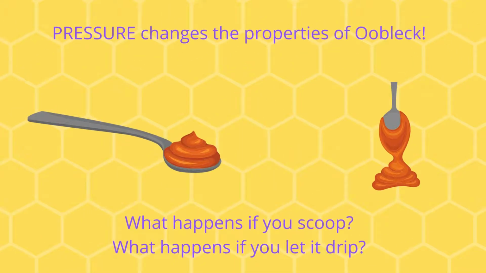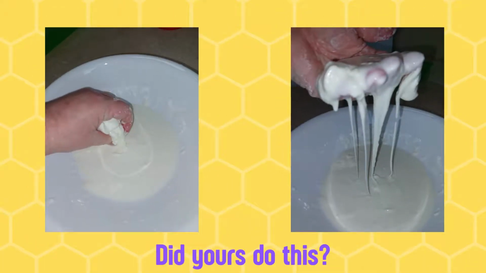Now that it's mixed, how does pressure change your Oobleck? If you try to scoop it, what happens if you leave it still? These are some pictures of what mine did.